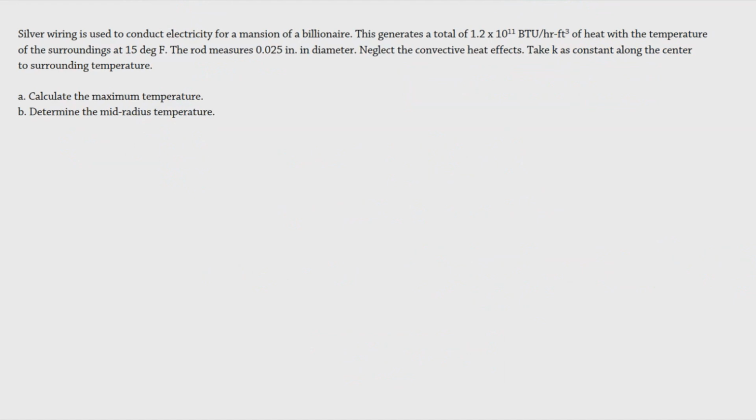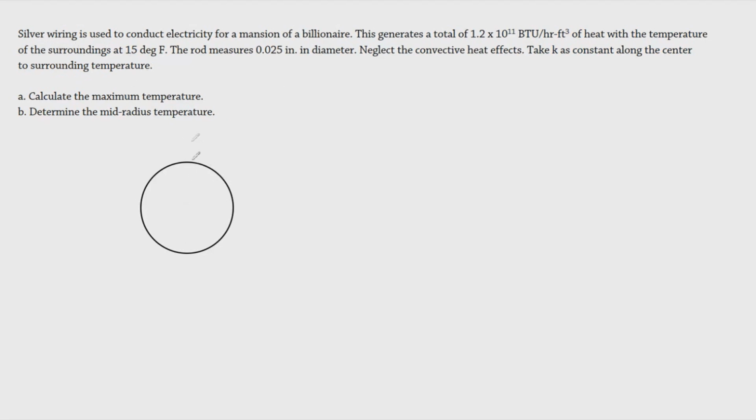Now let us try solving another heat generation problem. In this case, I want you to pause the video, read the problem, understand it, and go back here after you've understood it. Okay, while you're reading it, let me draw a figure here so that we can visualize it. I'll be drawing a cross section of our rod, and basically what we have is a really rich man, a billionaire, and he wants his mansion to have silver wiring.